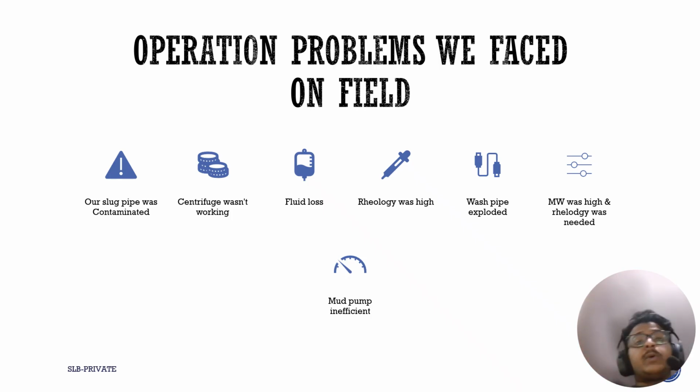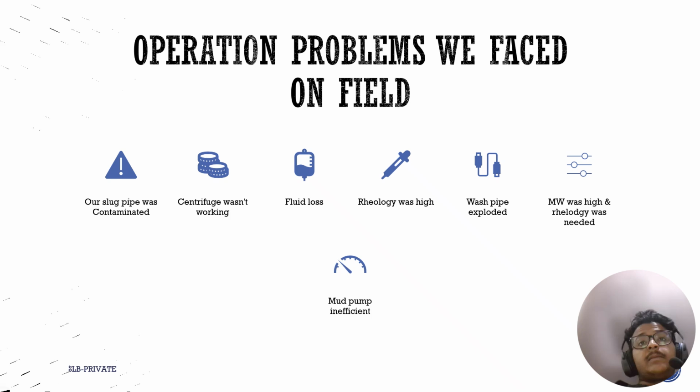Finally, the mud pump was inefficient. Our mud pump assigned to us mud engineers wasn't efficient, so we used the cement tank and cement unit pump, so we could fulfill the shortage of our mud until it was fixed.